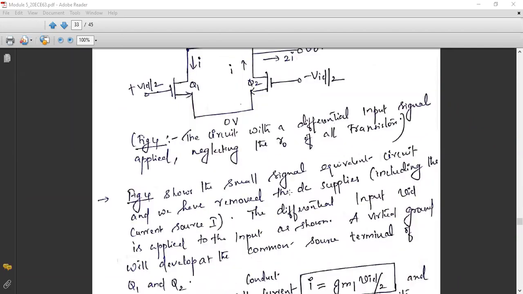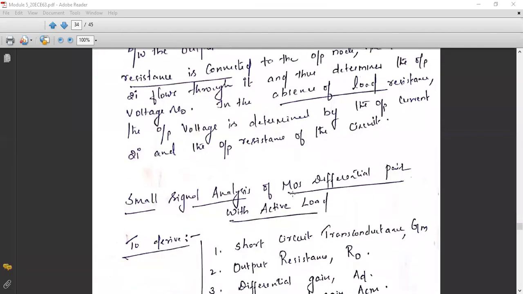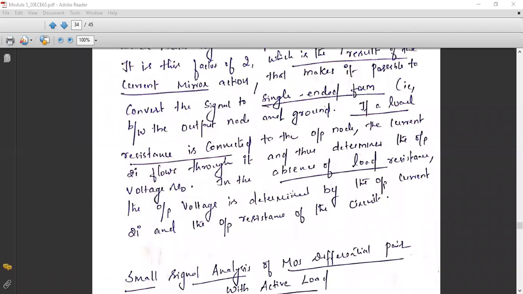So this 2I we need to multiply with the output resistance to compute the output voltage. If there is no load resistance available, then to simply calculate the output voltage, you need to multiply 2I with the corresponding internal output resistance. So this I'll do only in the absence of the load. Any doubts regarding the concept of an active load MOS differential pair, students? Is it clear, Sujit?